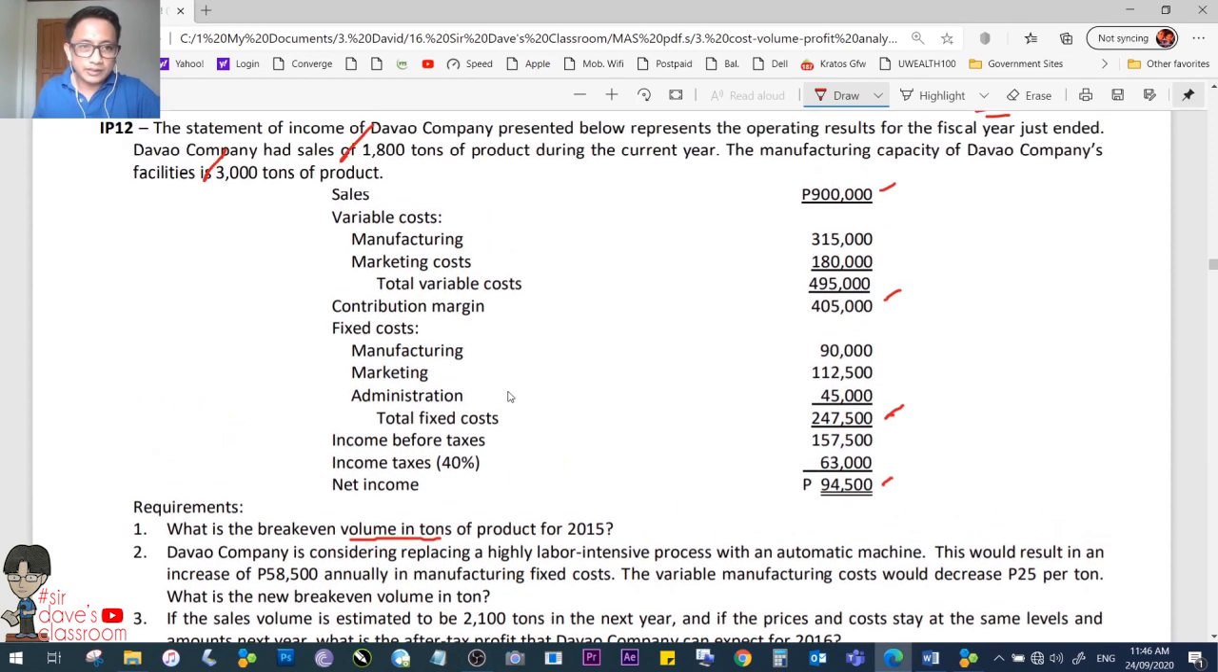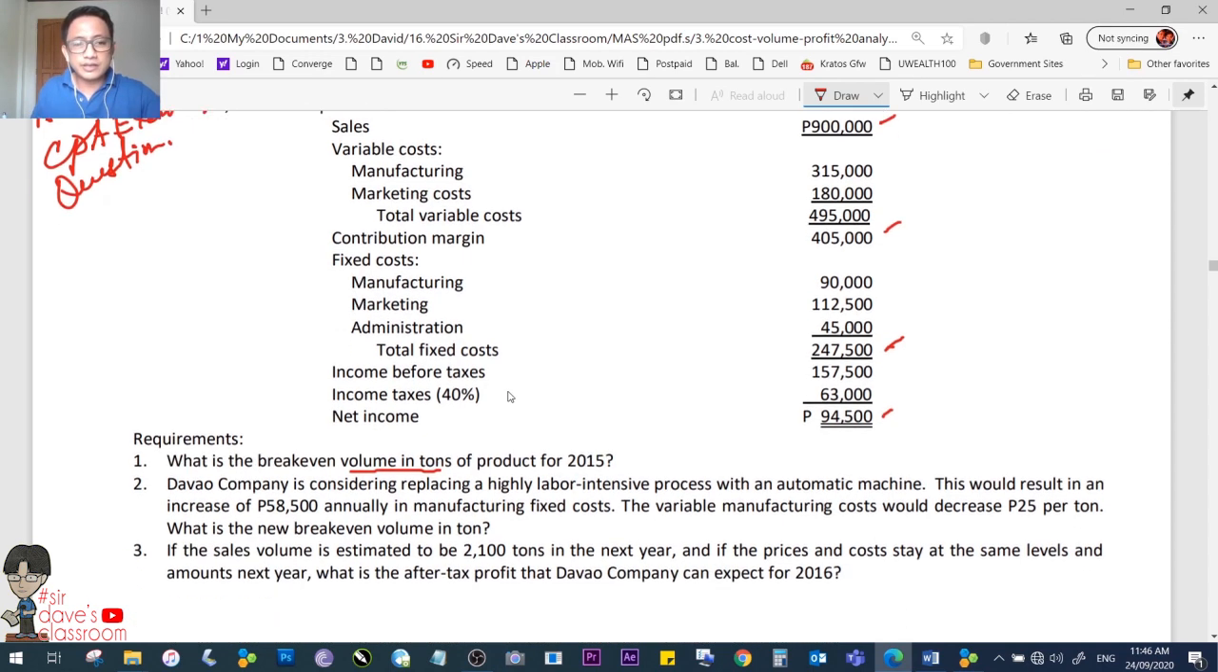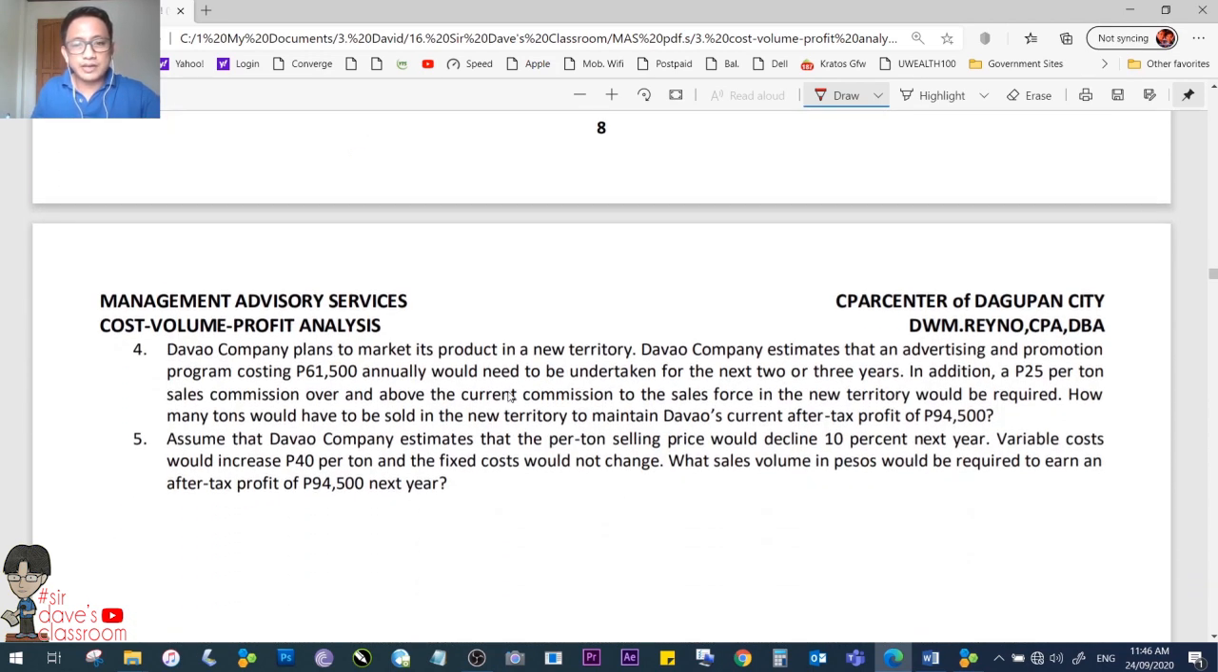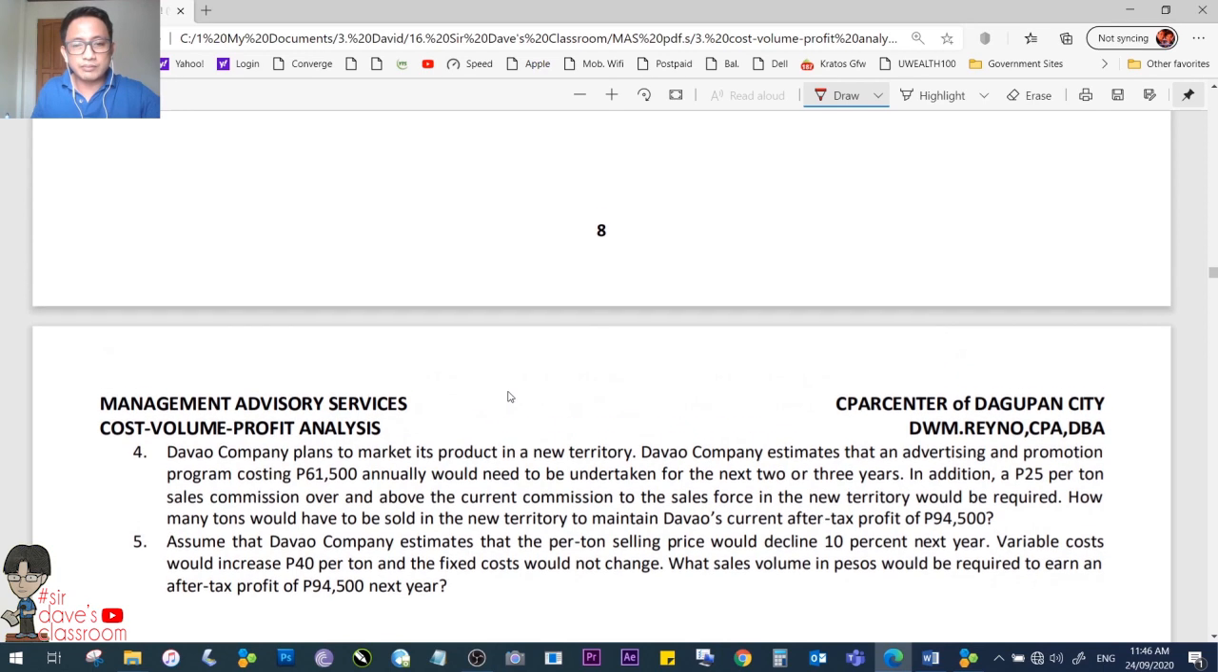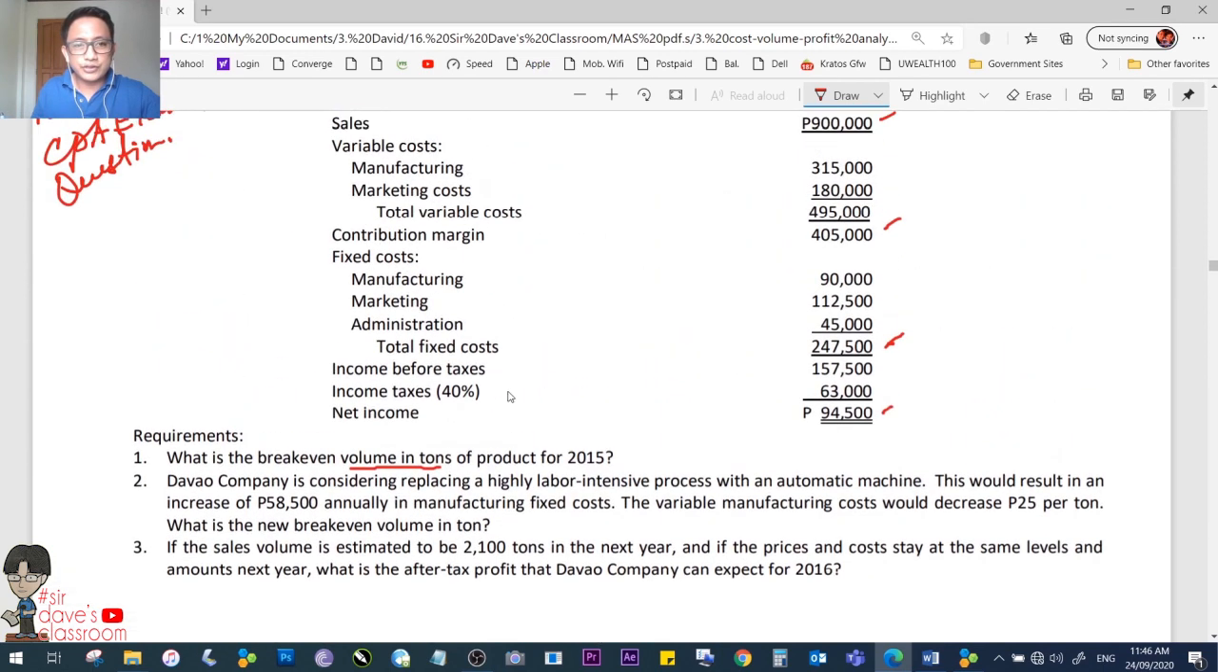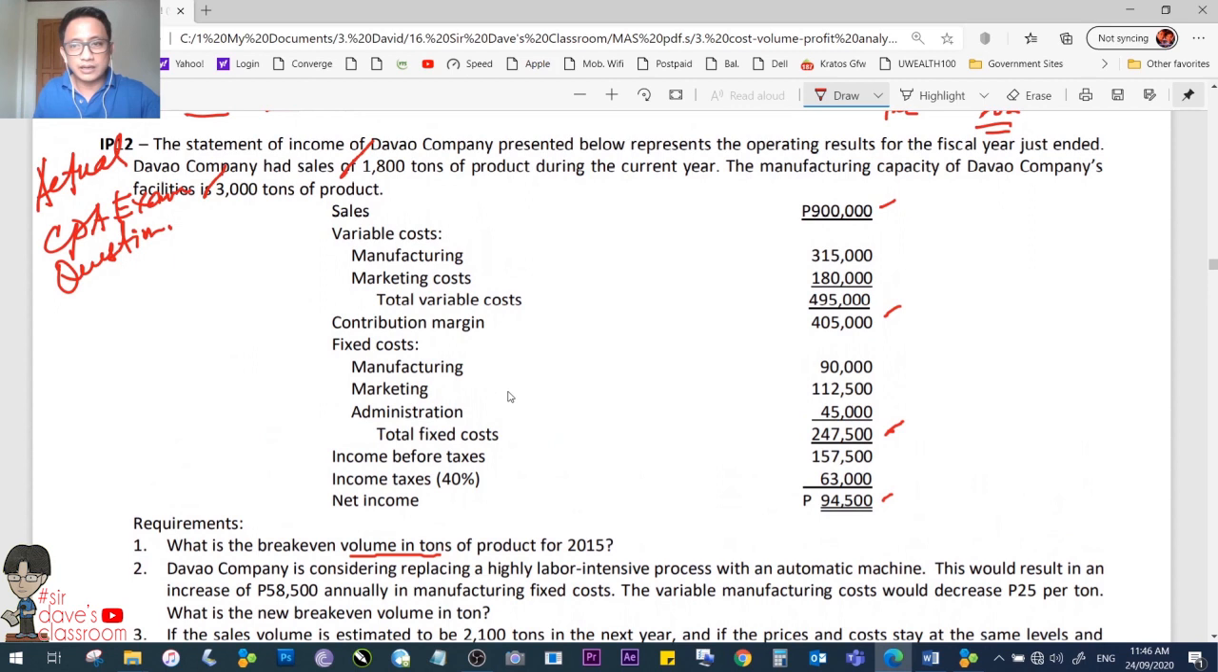for the year. So class, your IP number 12 is an actual CPA board exam question. Actual CPA exam question. It's easy naturally. It was given in the board exam. When they gave this in the board exam, there were 5 exact same requirements as we have here. Of course, that was multiple choice in the board exam. We just removed the choices.